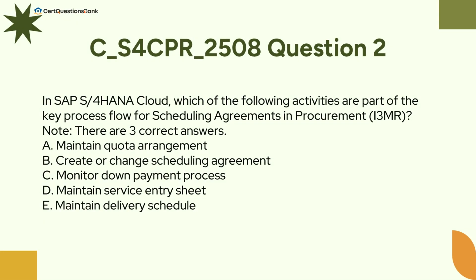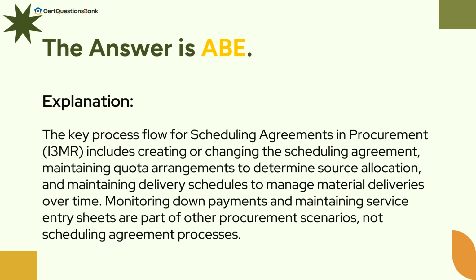In SAP S/4HANA Cloud, which of the following activities are part of the key process flow for scheduling agreements in procurement, I3MR? Note: there are 3 correct answers. A. Maintain quota arrangement. B. Create or change scheduling agreement. C. Monitor down payment process. D. Maintain service entry sheet. E. Maintain delivery schedule.